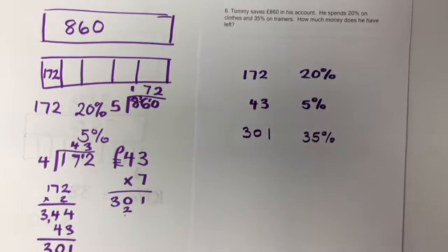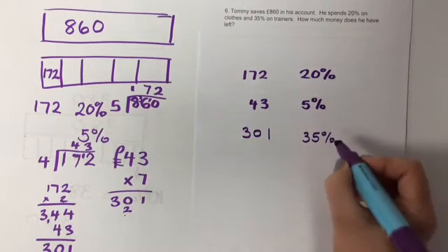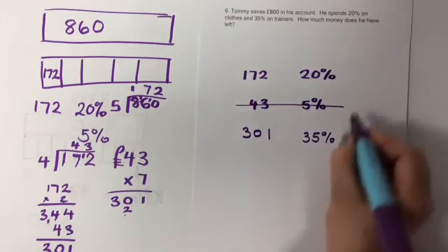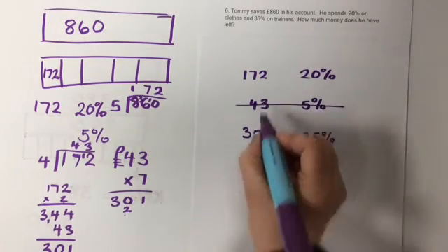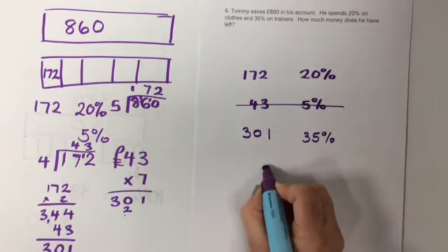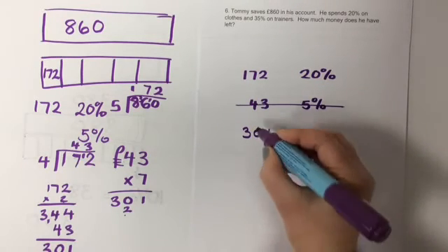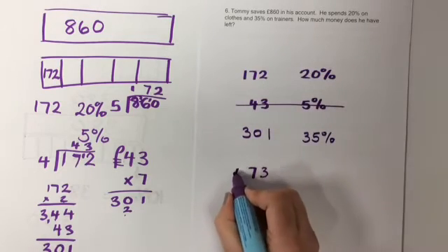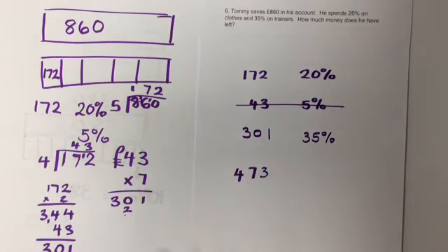So if he spent 20% and 35%, we can cross this one out. We've dealt with it now. We can work out in total how much he spent because we add these two together. So 1 plus 2 is 3. 0 plus 7 is 7. 3 plus 1 is 4. £473. Oh, but is that the whole answer?